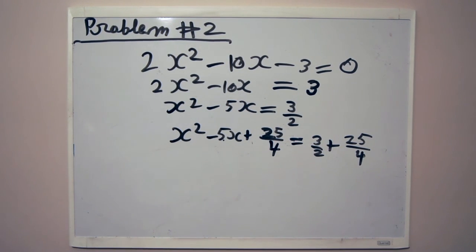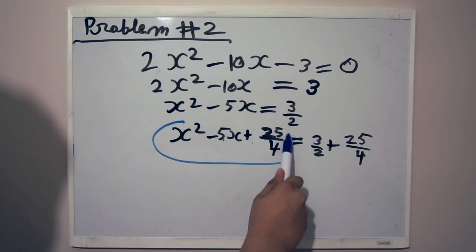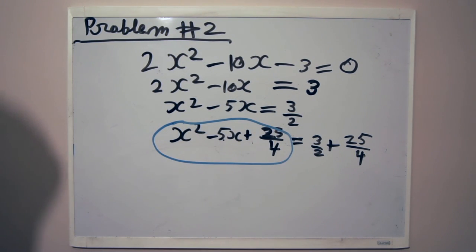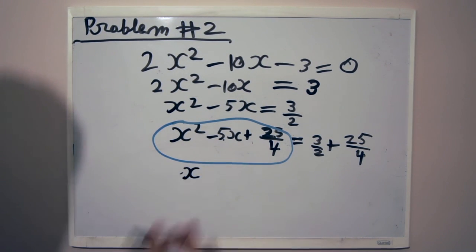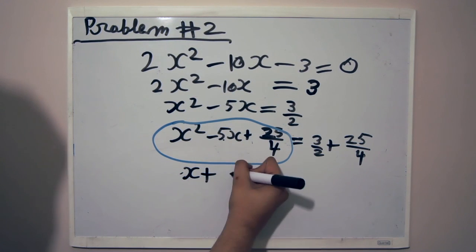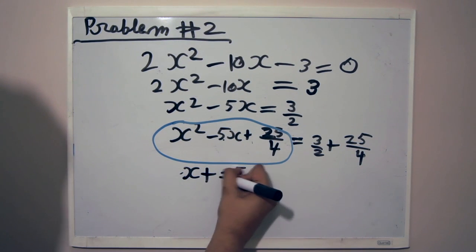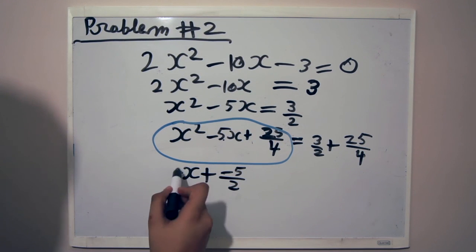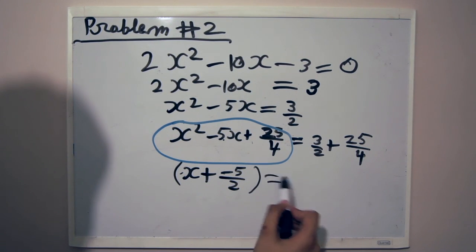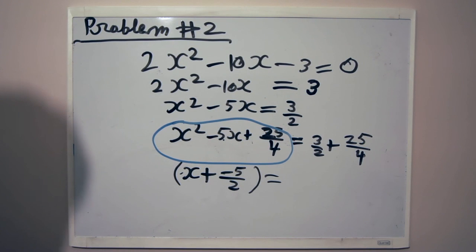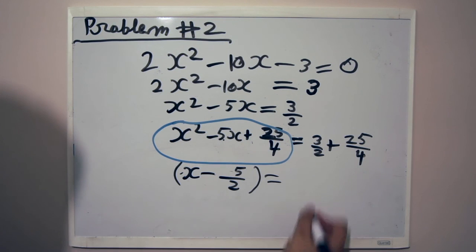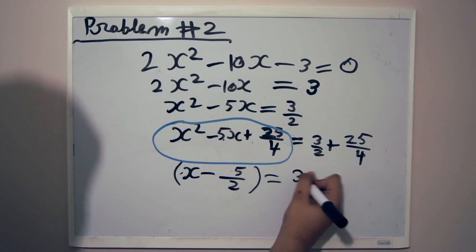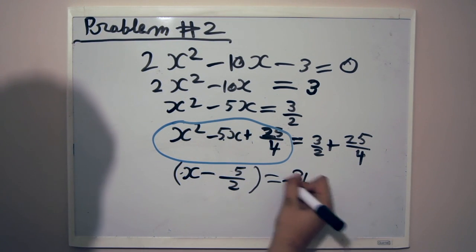In this case, the expression that we have to make a perfect square is x squared minus 5x plus 25 by 4. So we're going to use the solution, which is x plus b by 2 whole square, which will give us x plus minus 5 by 2 whole square. And since it's minus 5, we can just replace the plus with the minus. On the right hand side, we just add together the fractions, which will give us 31 by 4.